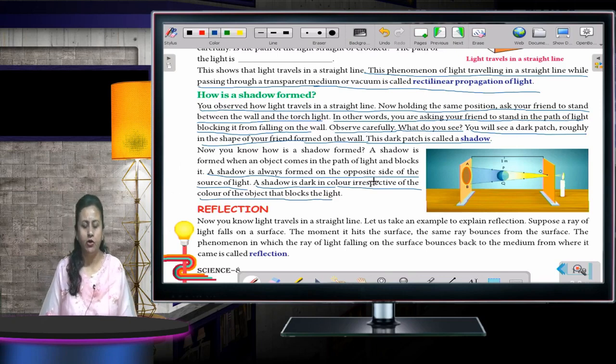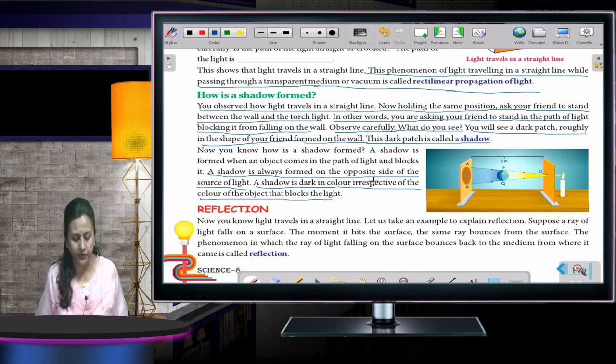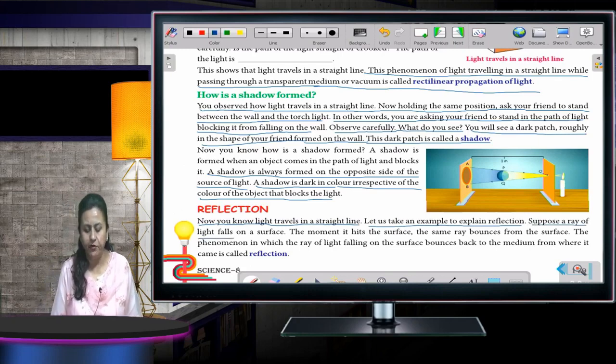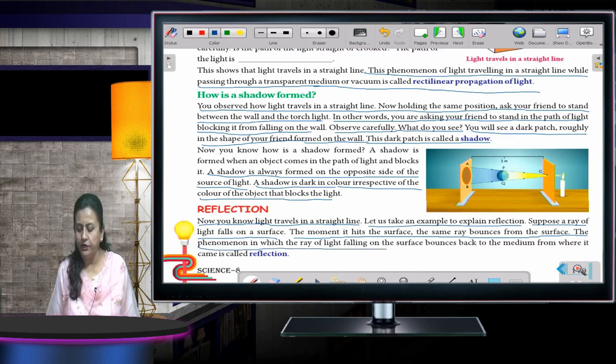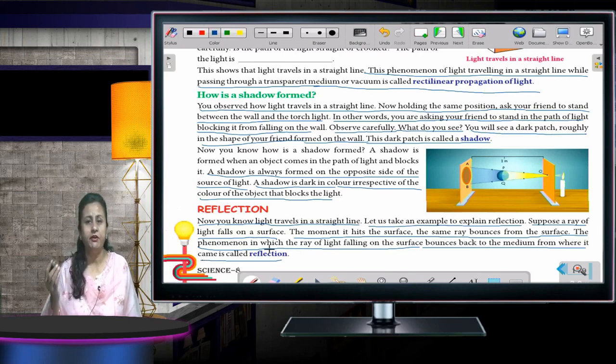Now we'll talk about what is reflection. Now you know that light travels in a straight line. Let us take an example to explain reflection. Suppose a ray of light falls on a surface. The moment it hits the surface and bounces from the surface, the phenomenon in which the ray of light falling on the surface bounces back to the medium from where it came is called reflection. Reflection means bouncing back.